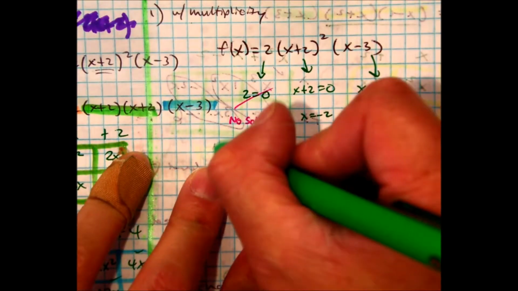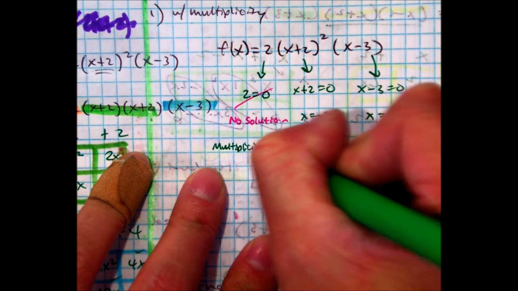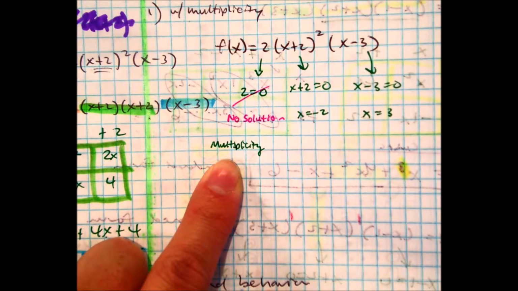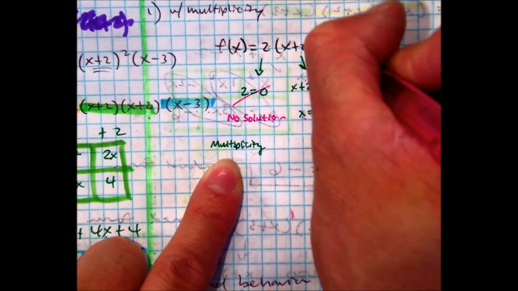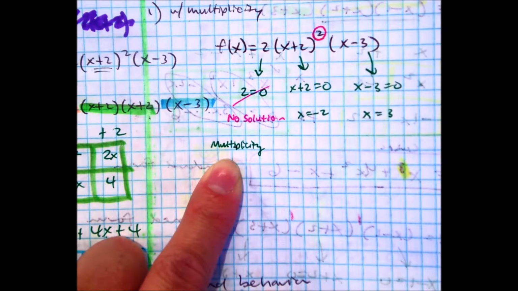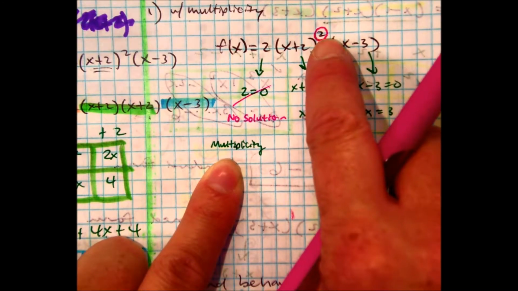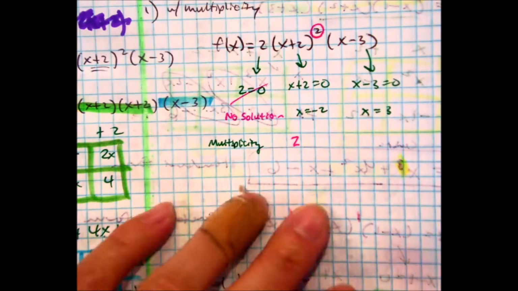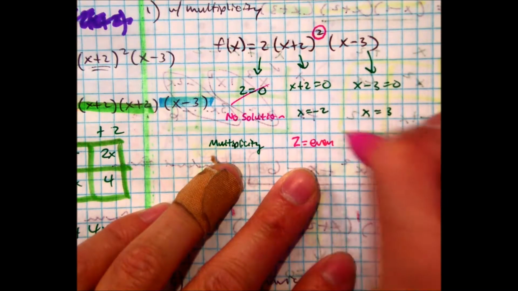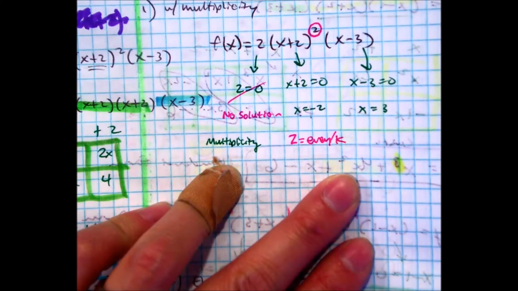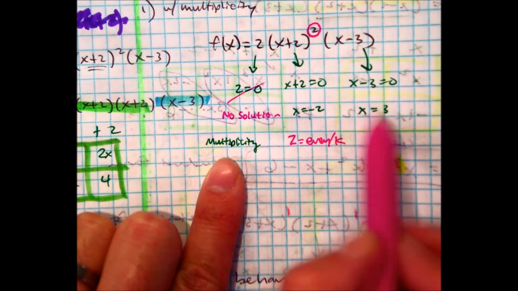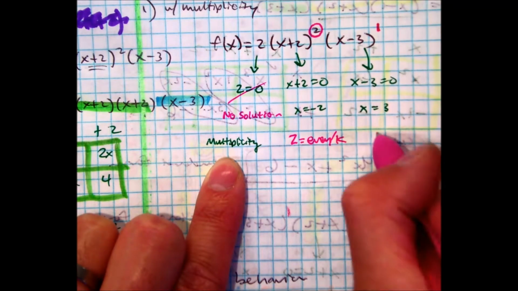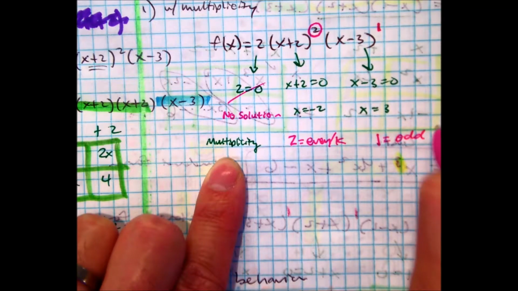Let's talk about the multiplicity. The multiplicity refers to what? The exponent, or the degree, or the power. You see that? That's why they call these power functions. So my multiplicity here is 2. And is 2 even or odd? And what do you do with evens? How about a multiplicity for x equals 3? Odd or even? And what do you do?